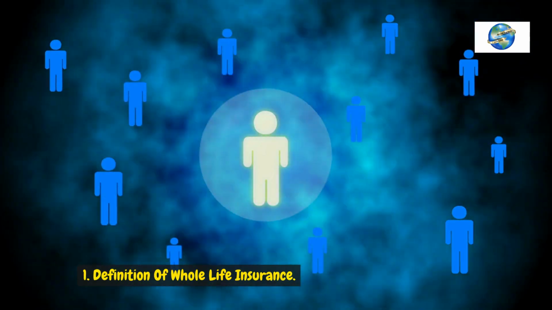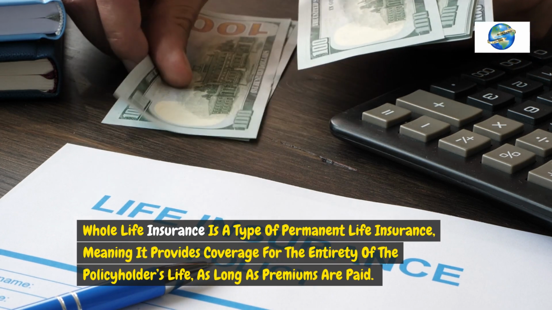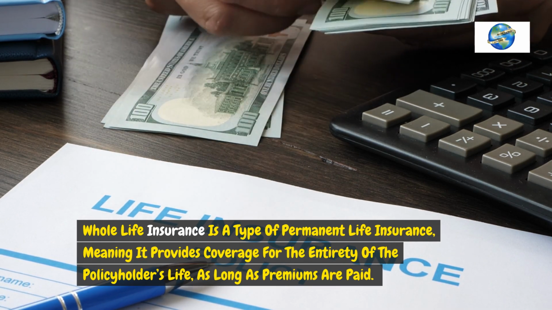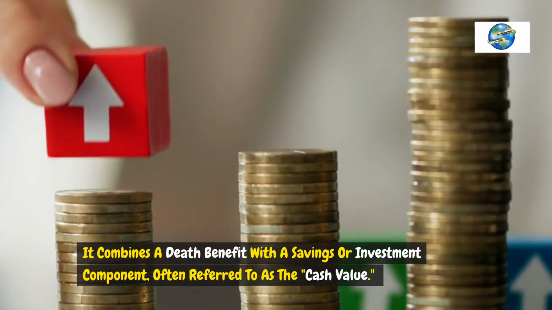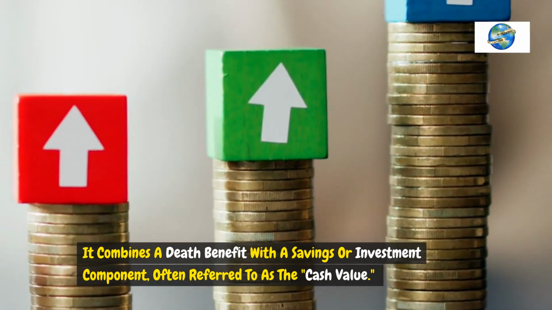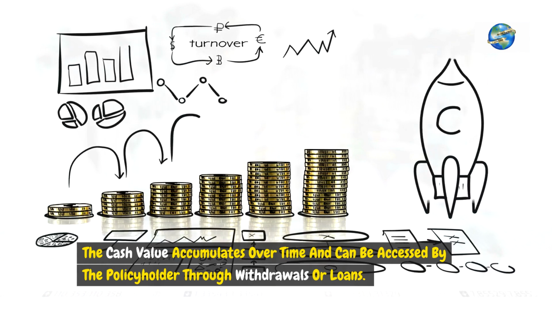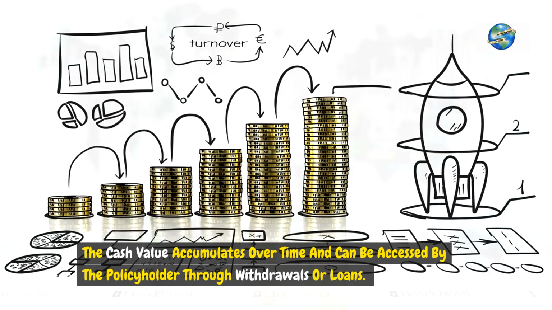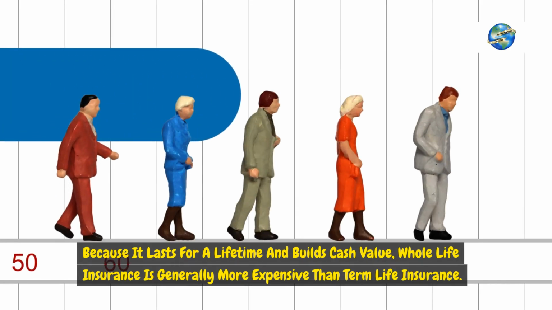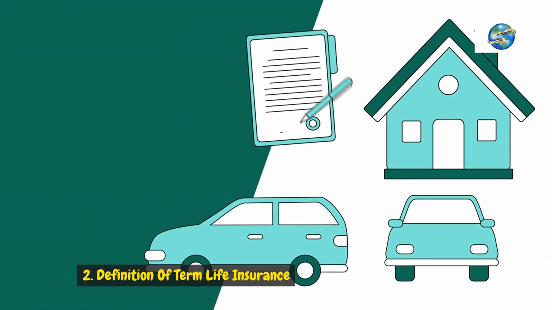1. Definition of whole life insurance. Whole life insurance is a type of permanent life insurance, meaning it provides coverage for the entirety of the policyholder's life, as long as premiums are paid. It combines a death benefit with a savings or investment component, often referred to as the cash value. The cash value accumulates over time and can be accessed by the policyholder through withdrawals or loans. Because it lasts for a lifetime and builds cash value, whole life insurance is generally more expensive than term life insurance.